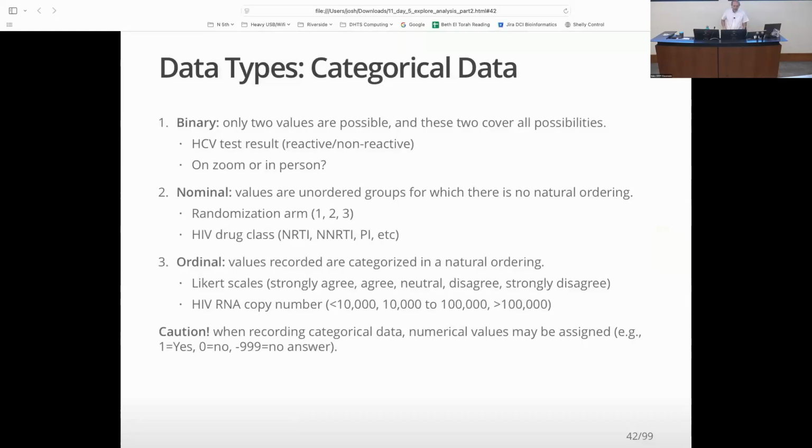So, let's talk about what different types of data are, and then I think maybe once we're done talking about different data types, we'll take a break.